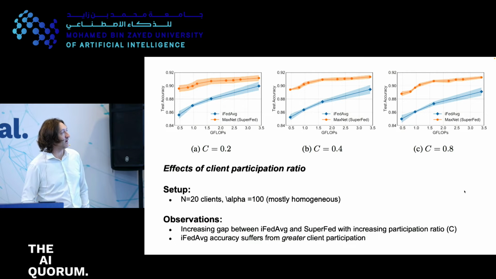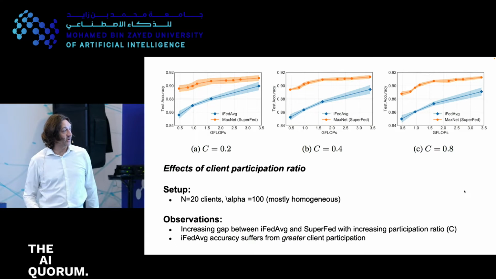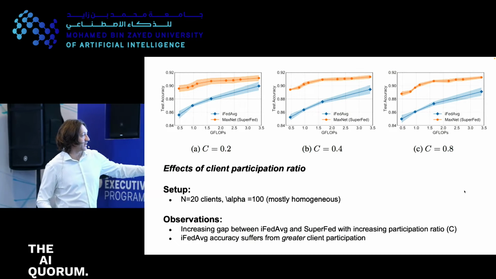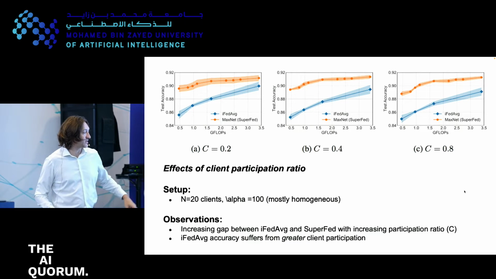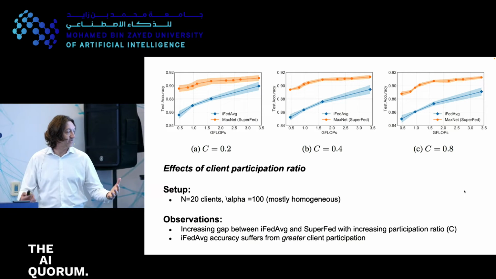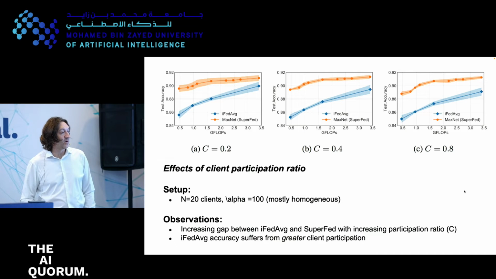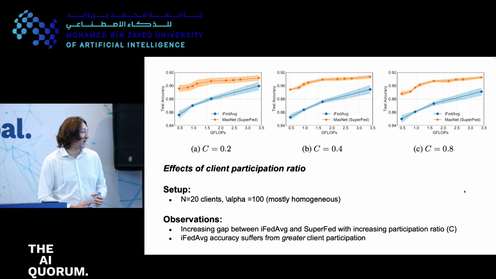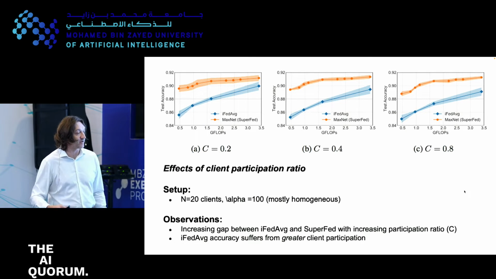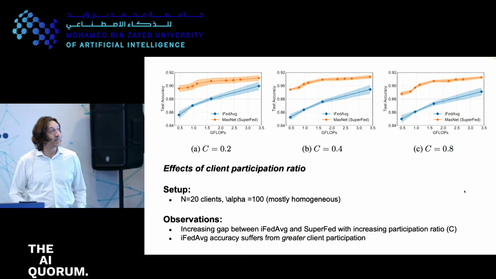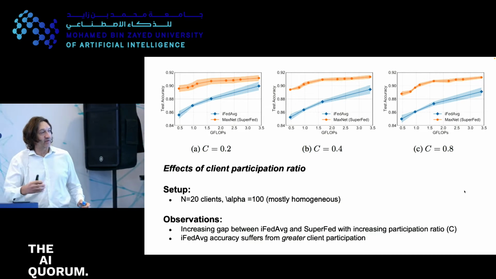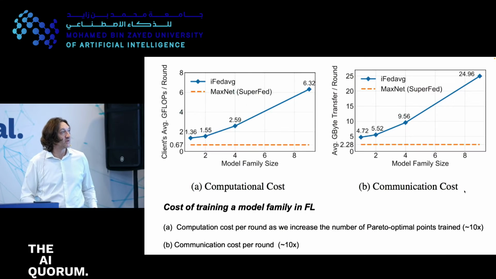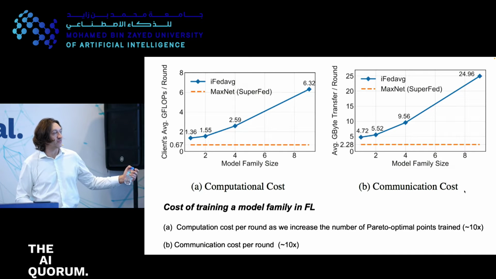Now, what happens if we vary the client participation ratio, with 0.2, 0.4, and 0.8? In this particular case, we set the number of clients to 20, and the statistical heterogeneity was mostly homogeneous. Some observations you can see across the slide are that we have an increasing gap between federated averaging and superfed with the increasing participation ratio. Federated averaging accuracy suffers from the greater client participation. We believe that the reason for this is the interference when you don't account for the aggregation of contributions from multiple subnetworks.